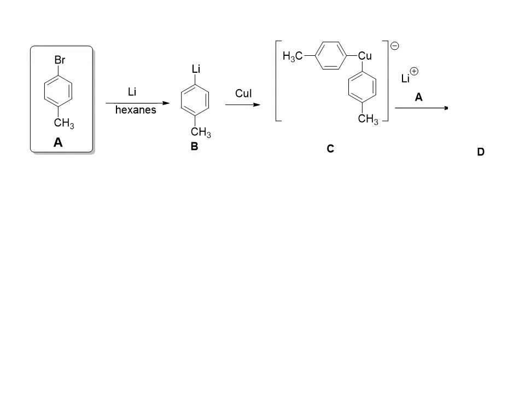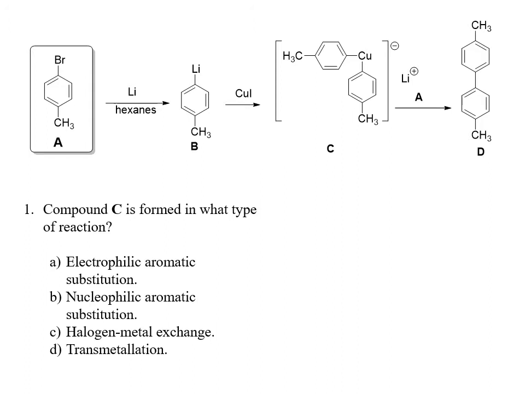Finally, the reaction with another equivalent of compound A is a coupling reaction of lithium, in this case diphenyl cuprate, with another equivalent of parabromotoluene, and this biphenyl compound D is obtained. So this completes reaction sequence, and now we can examine three questions that are related to that sequence.